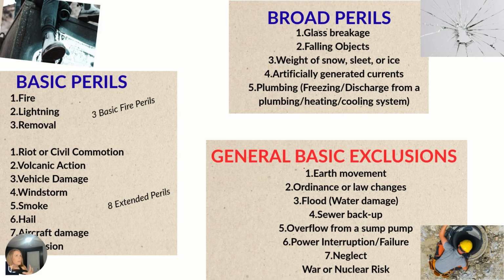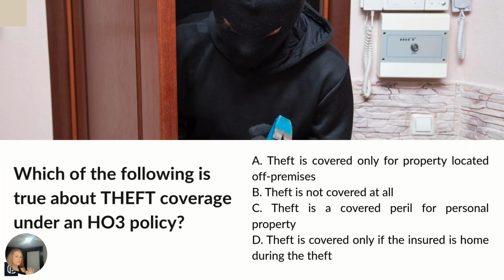So again, if the owner of the building on a dwelling policy wanted to have theft coverage added on to their dwelling policy, they would have to have it endorsed. So it's optional. They would have to pay an extra premium to add theft coverage onto the policy. And then again, on homeowners, that just comes standard on the policy. So I hope that helps.